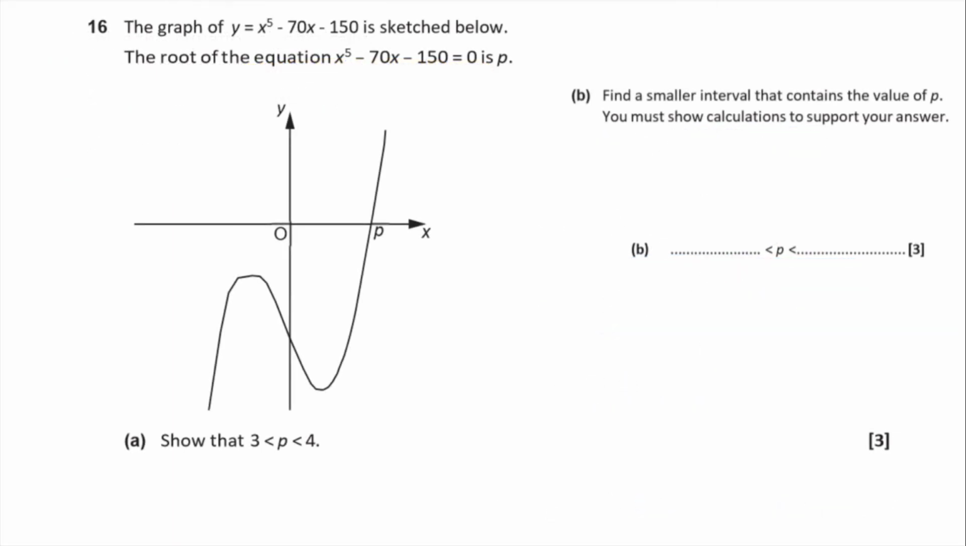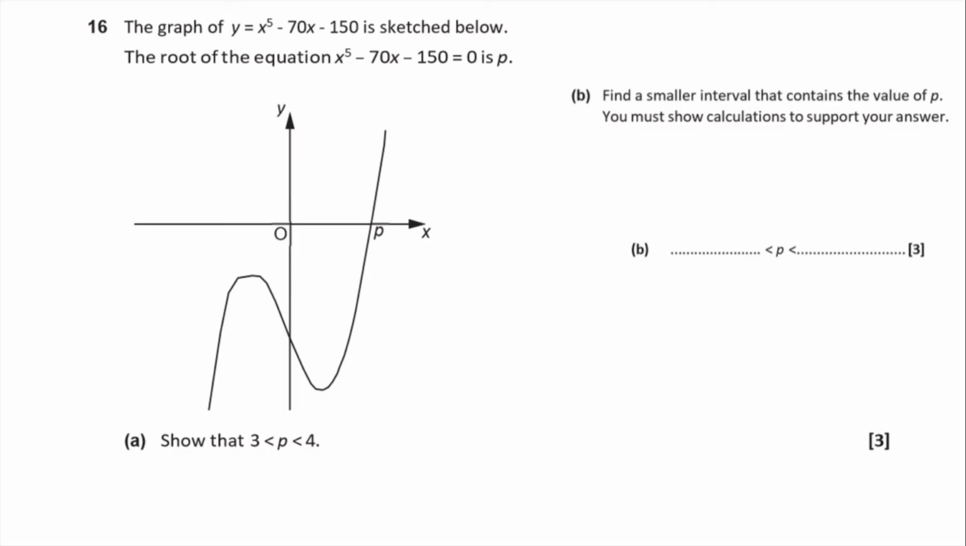Question 16. The graph of y equals x to the power 5 minus 70x minus 150 is sketched below. The root of the equation x to the power 5 minus 70x minus 150 equals 0 is equal to p. Show that the value of p lies between 3 and 4. And then we need to go on and find a smaller interval that contains the value of p.